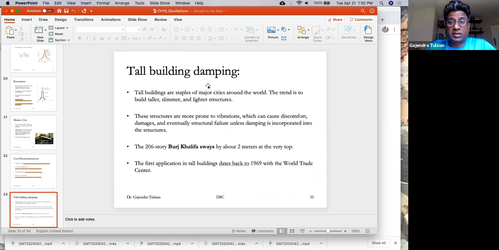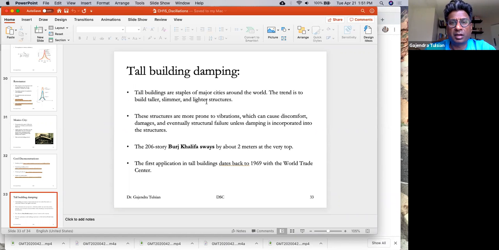So these days we build a lot of tall buildings. Tall buildings are staples of a major city. The trend is to build taller, slimmer, and lighter structures. You're using less material and making them cheaper. So for instance, the World Trade Center, foot for foot, so elevation for elevation, uses 30% of the material of the Empire State Building. So that's the kind of savings that can be done.